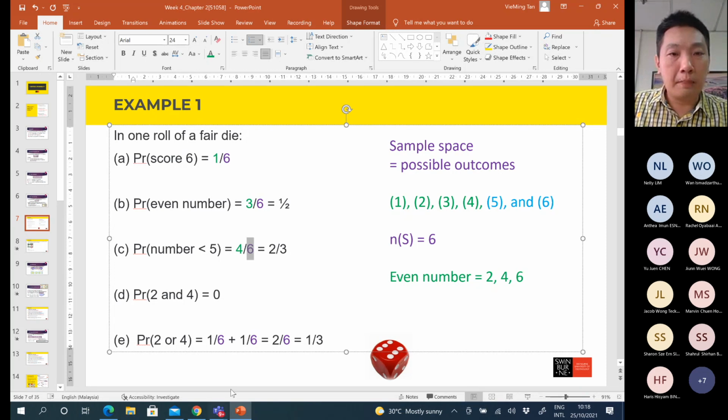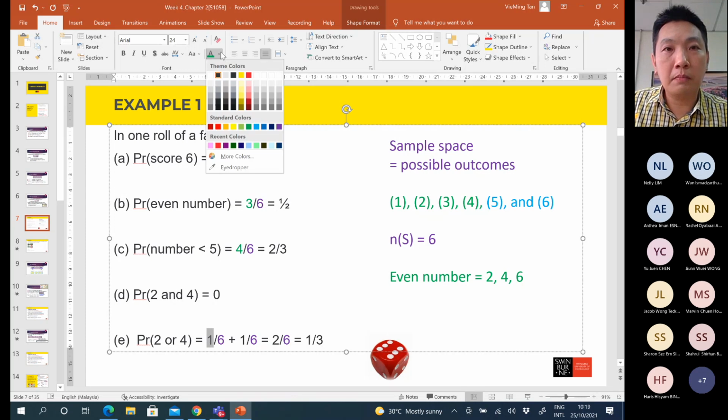All right. Part E. What is the probability that the score is 2 or 4? 2 or 4. That means it can be 2 or it can be 4. If that's the case, I will have to do it step by step. That means there will be two terms involved. We have to solve the problem for score 2 first. What is the probability that the score is equal to 2? The answer is 1/6.